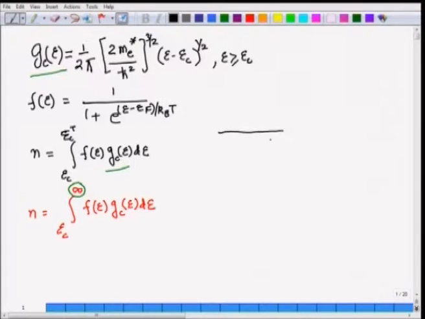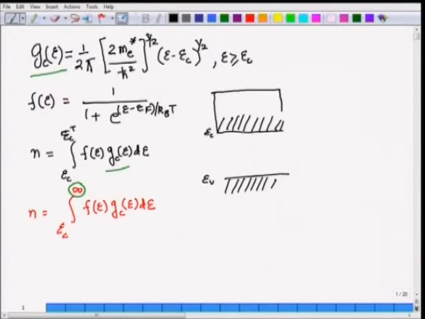Here is my EC, here is EV, and this is all valence band here, here is all conduction band here, but I am making a further statement that there is a top to it. This conduction band ends somewhere, which is at EC top, then there may be another band gap, maybe another band gap of EG prime.